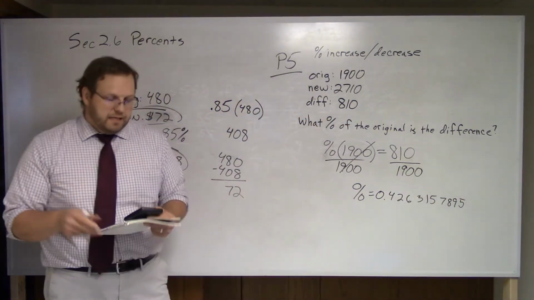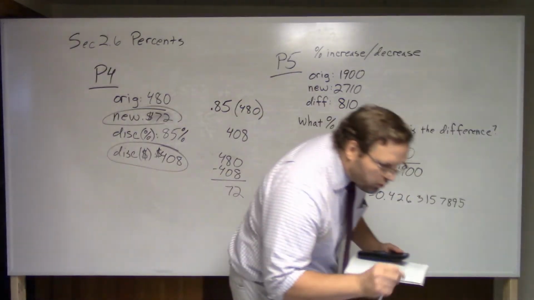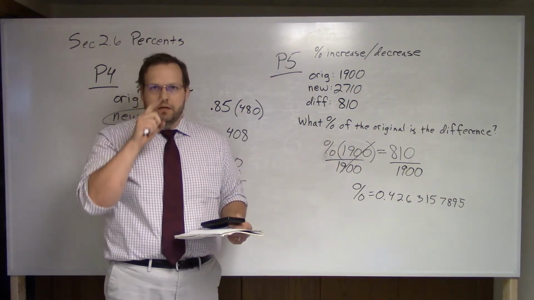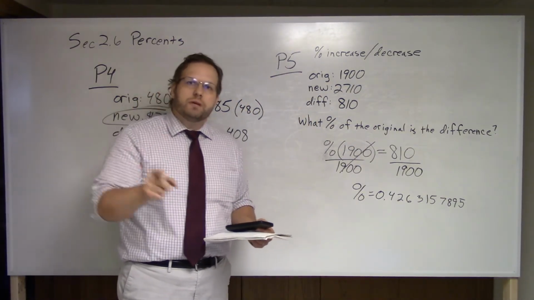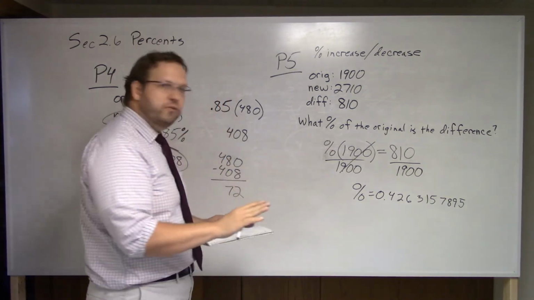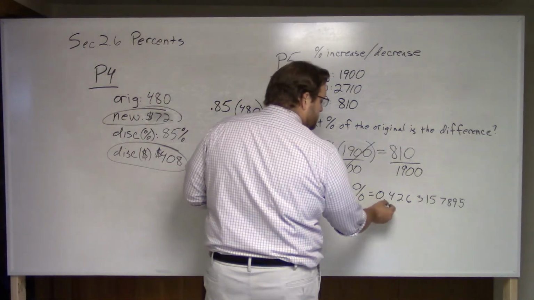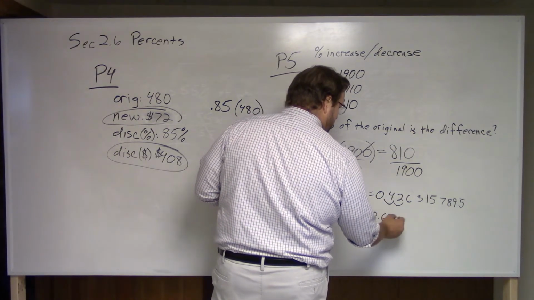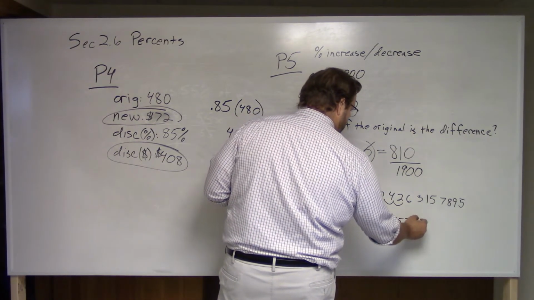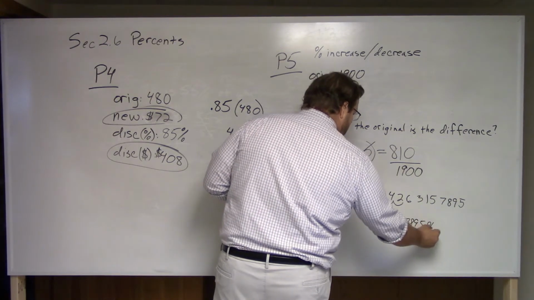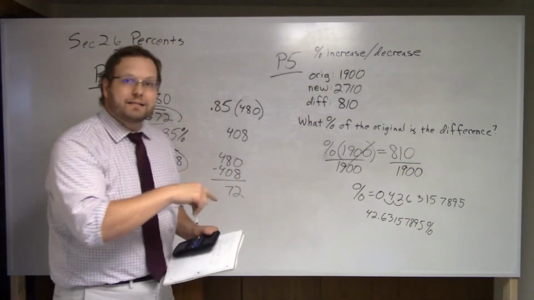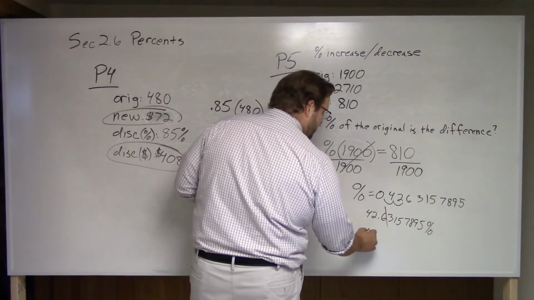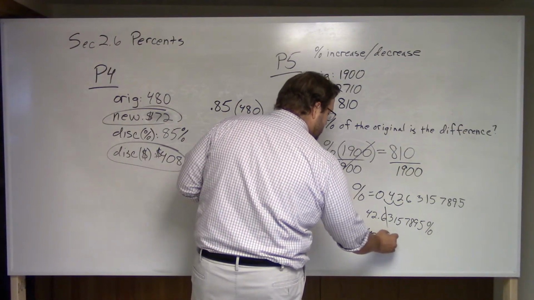this. Now, in the problem it said, round to the nearest tenth of a percent. We're not a percentage yet. Don't round before you translate it to a percentage. Write the whole thing out, move it twice, and now you have a percent. That's what gets rounded. So I'm going to round to the nearest tenth. I have a 42.6%.